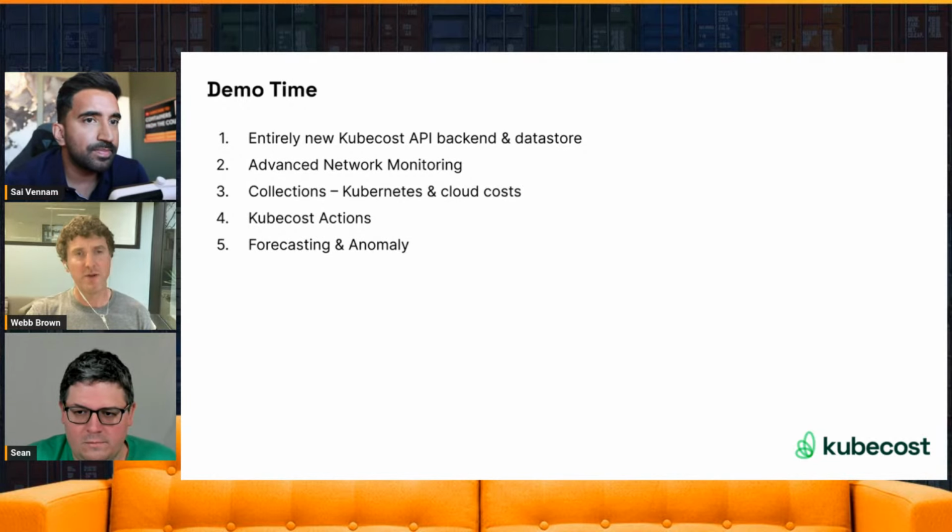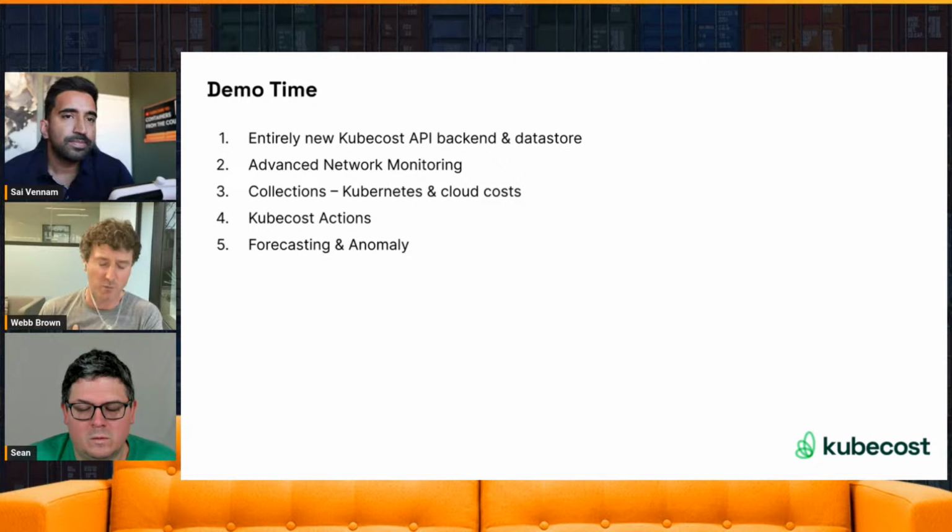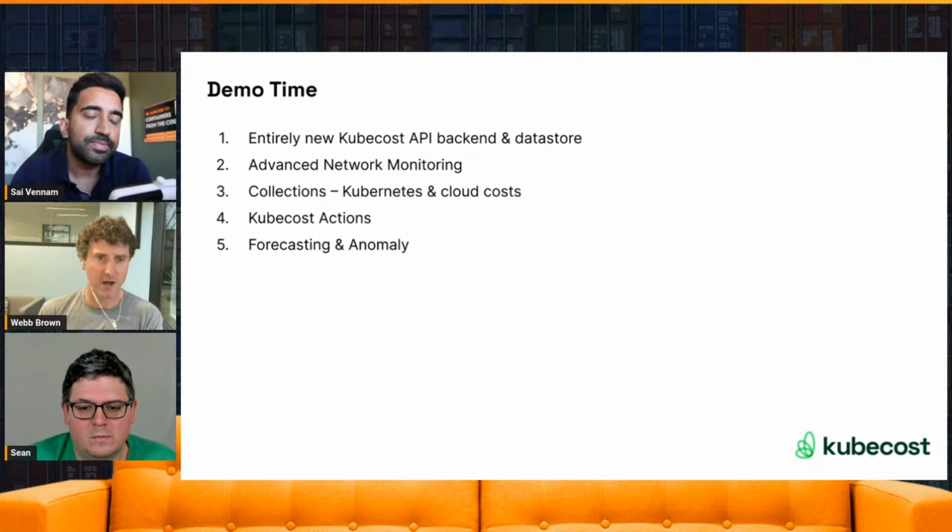I mentioned how we built an entirely new API backend, introduced a new OLAP data store that enables a bunch of new functionality, but also 100x performance improvement at scale, and significantly lower metric retention, in most cases 2 to 3x lower resource consumption at scale. So Sean's going to talk about that and how it impacts core functionality as well as adds new functionality.